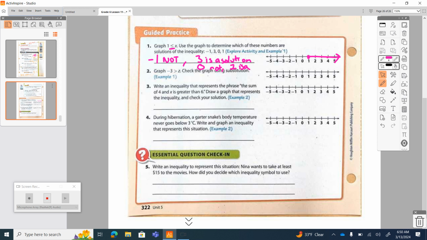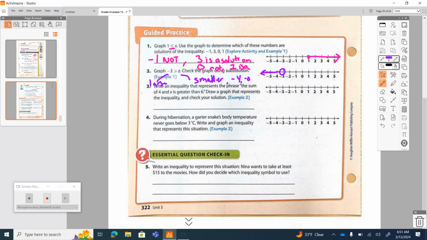Check the graph using the solution. Let's see here what we do. -3. So it's an open circle, is greater than z. So I need numbers where that's larger and this side is smaller. So things like -4, -5. And since I started dotting that way, it goes to the left.